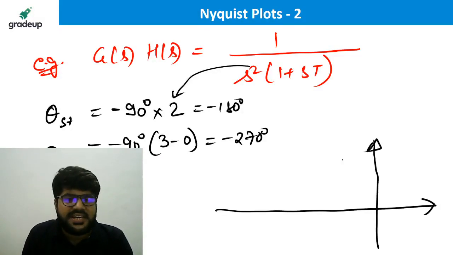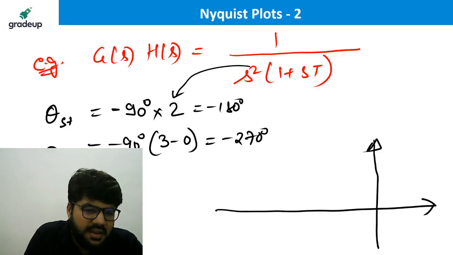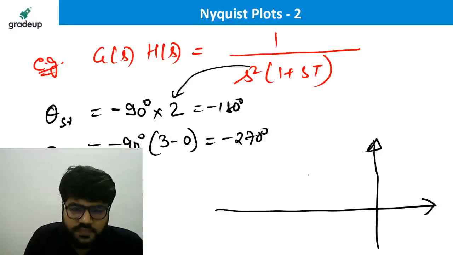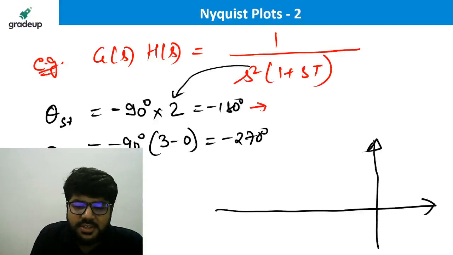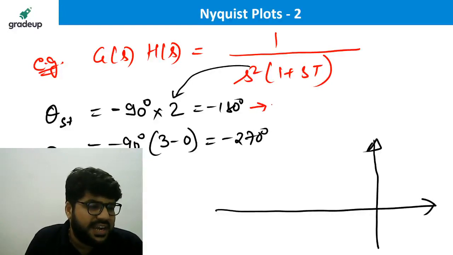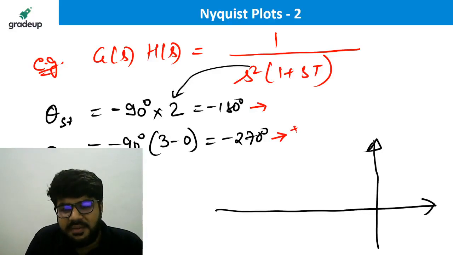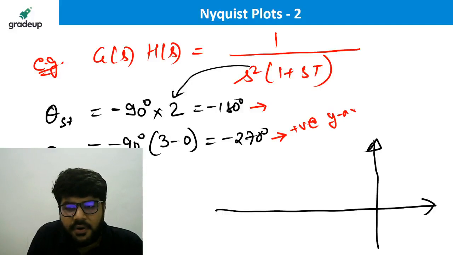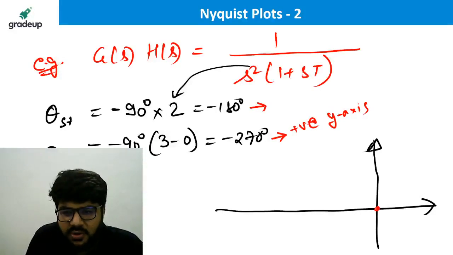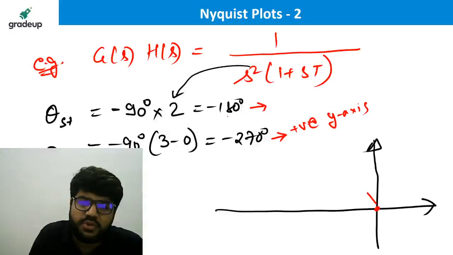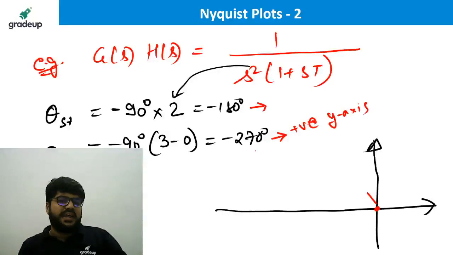Approximate, only the shape. So see, starting minus 180 matlab parallel to the negative x-axis. Okay, and this is minus 270. Minus 270 matlab positive y-axis. So you have to dive into the origin along positive y-axis and you have to start parallel to the negative x-axis.